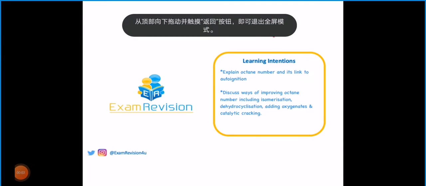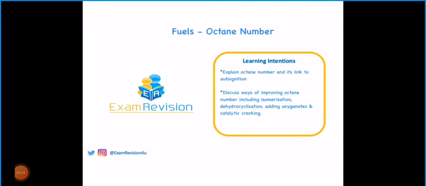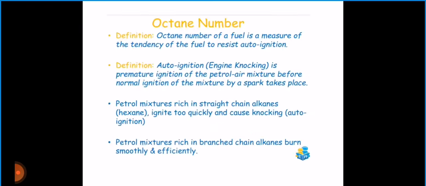We're going to look at octane number. Our learning intentions are to explain octane number and its link to autoignition, and to discuss ways of improving octane number, including isomerization, dehydrocyclization, adding oxygenates, and catalytic cracking.